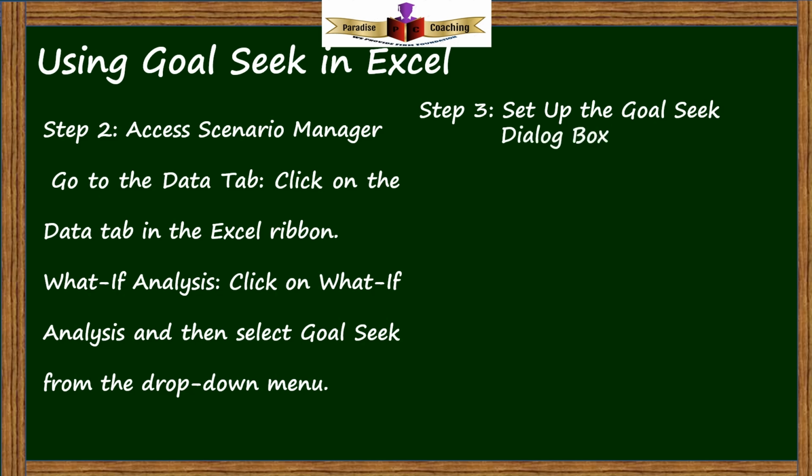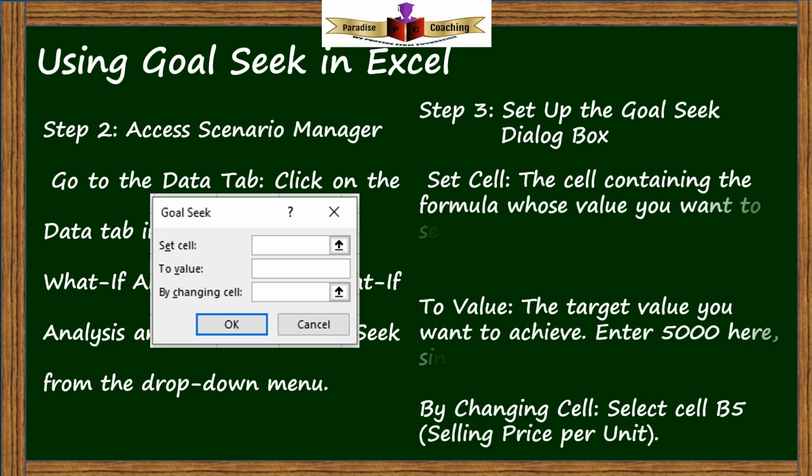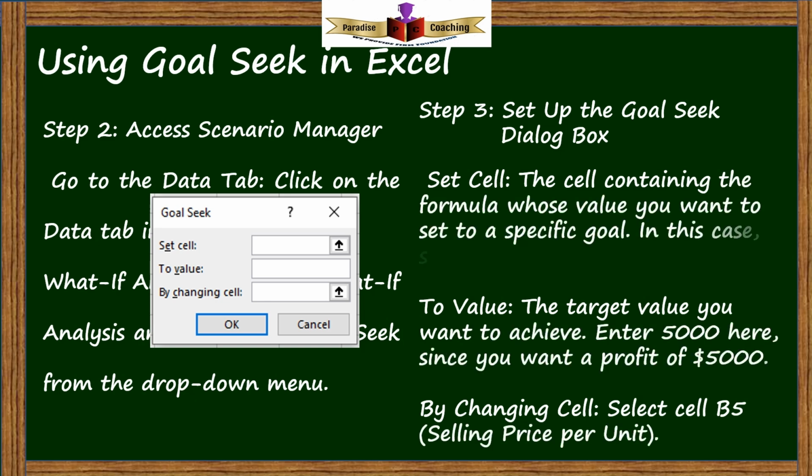Step 3. Set up the GoalSeek using the dialog box as follows. Set cell: the cell containing the formula whose value you want to set to a specific goal. In this case, select cell B8, profit. To value: the target value you want to achieve. Enter $5,000 here, since you want a profit of $5,000. By changing cell, select cell B5, selling price per unit.